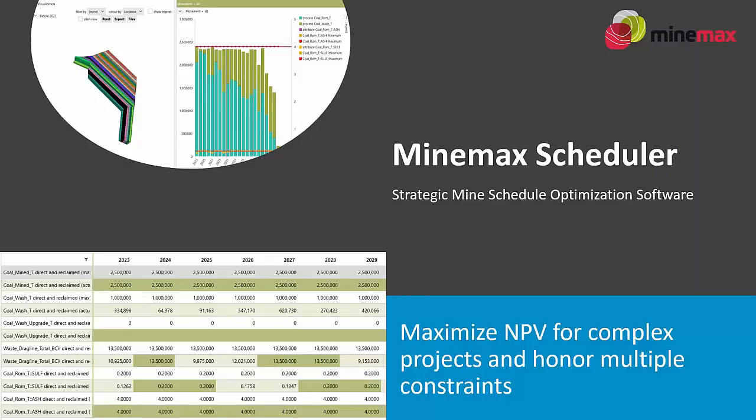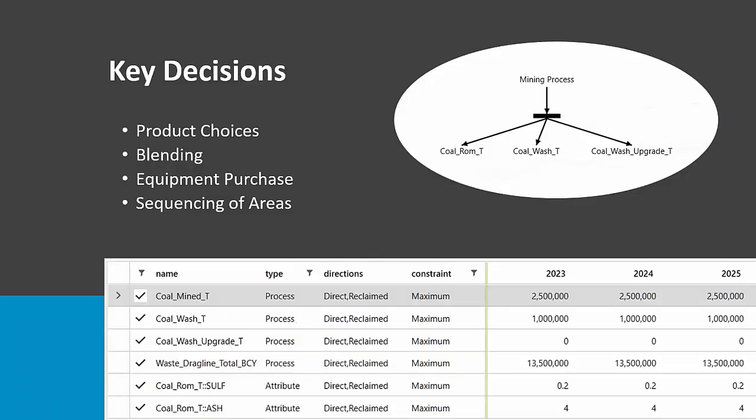Okay, so the goal of Minemax Scheduler is to maximize the NPV for complex projects while honoring multiple constraints. So in that, we need to bring in the financials. We saw that in the various other presentations. We have to define our constraints, whether those are processing constraints, blending constraints, etc. And then Scheduler is going to go through using CPLEX to optimize to find the highest NPV solution for you. So some key decisions. These are the decisions that you're going to start out with when you're building your model that you want to look at.